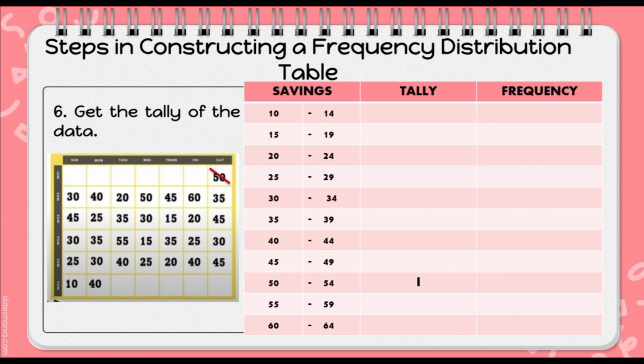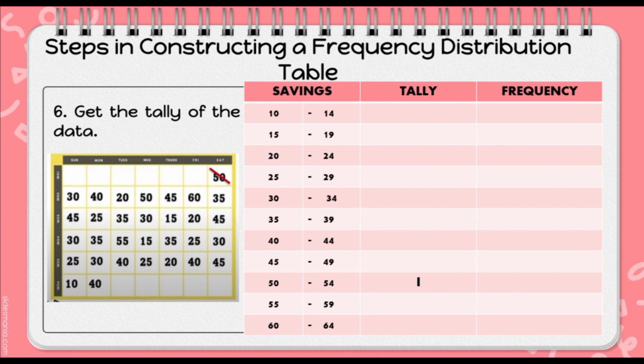We have step 6. Get the tally of the data. In this step, we have to be very extra careful in tallying the data. In our first interval, we have 10 to 14, so this includes 10, 11, 12, 13, and 14. The second interval has 15, 16, 17, 18, 19. In each interval, we will tally if the data value belongs to that interval.